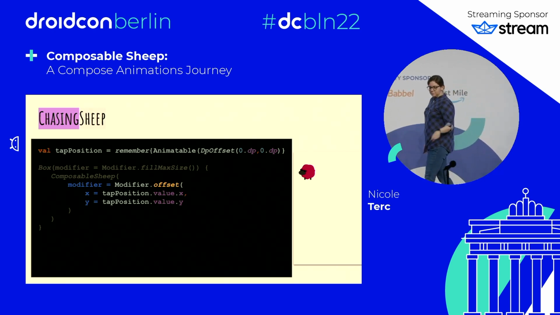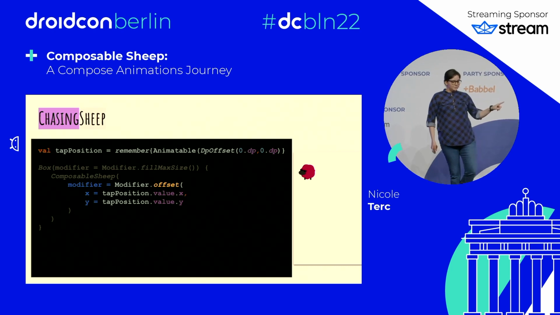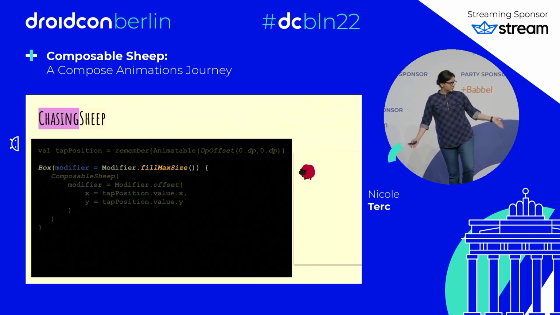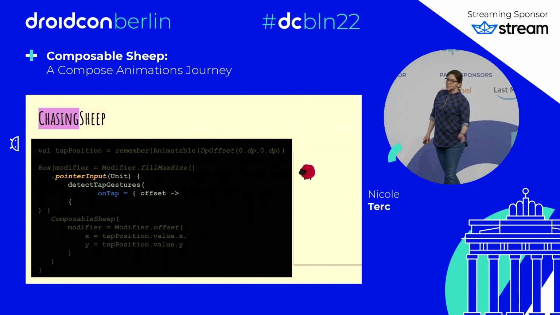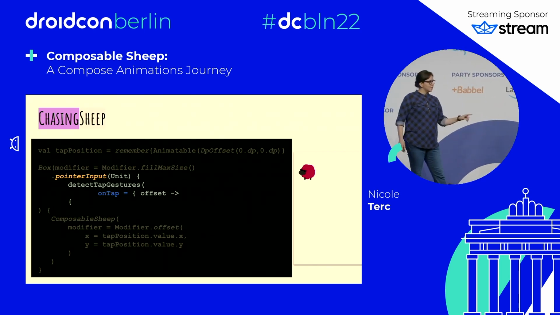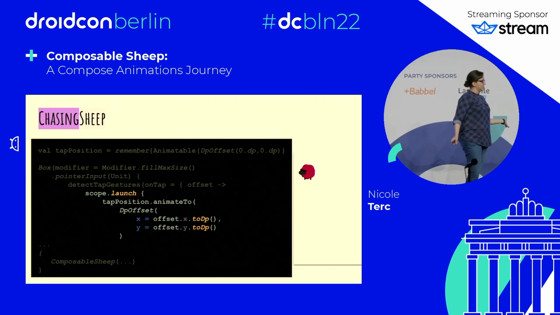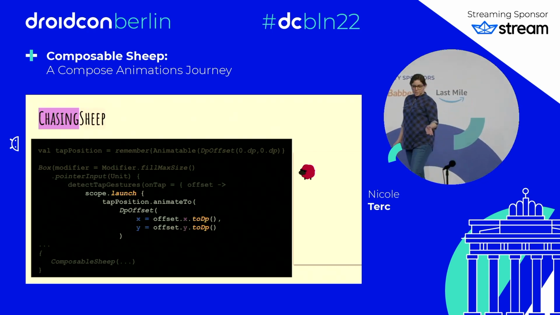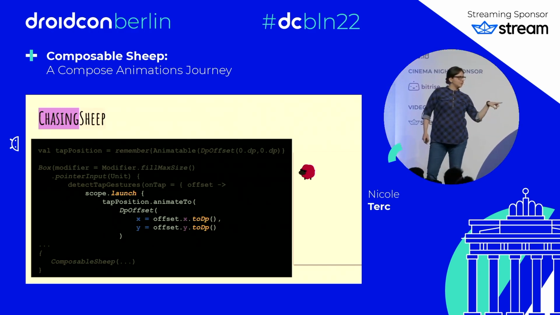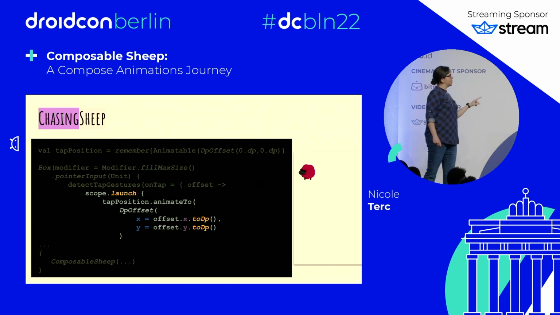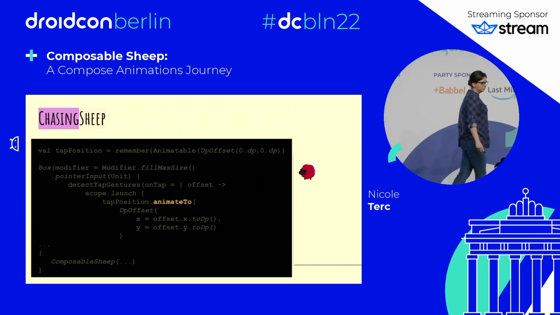Now, since this chip is going to be moving around my screen, actually the one that is going to be implementing our input modifier is going to be the parent box. So that's what we do. We use our pointer input, we add our detectTapGestures, and in our onTap lambda is where we're going to add our logic. And it looks like this. What we're doing is basically triggering our coroutine and just updating our tap position with a new offset. The key to all of this is this animateTo call.